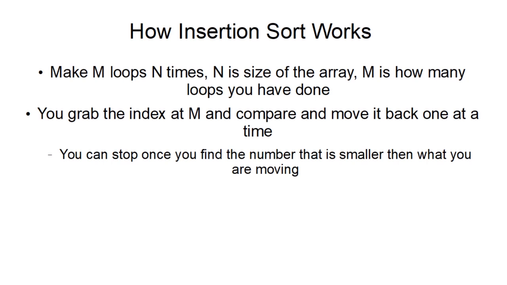Let's get a little more technical. You're making m loops n times, where n is the size of the array and m is how many loops you've done. So in the inner loop, you're grabbing at index m and you're comparing it and moving it. So it's like bubble sorting, but once you get to a point where you're not making a swap, you stop and then you move to the next loop.